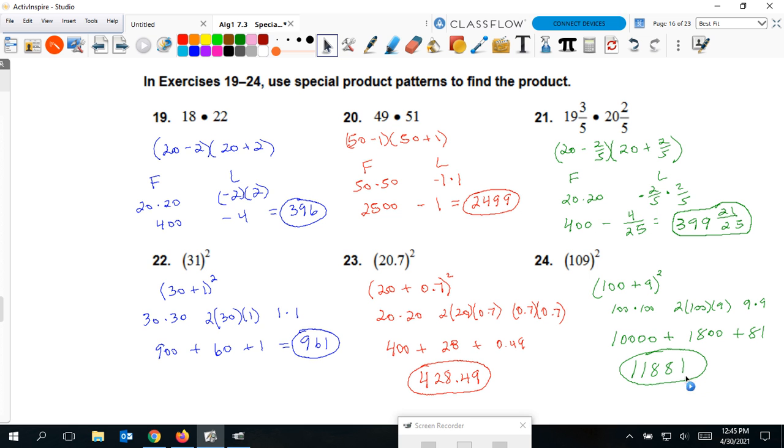So again, you can do this with your friends and just kind of impress them with your math skills. All right, so we have one more problem to look at.